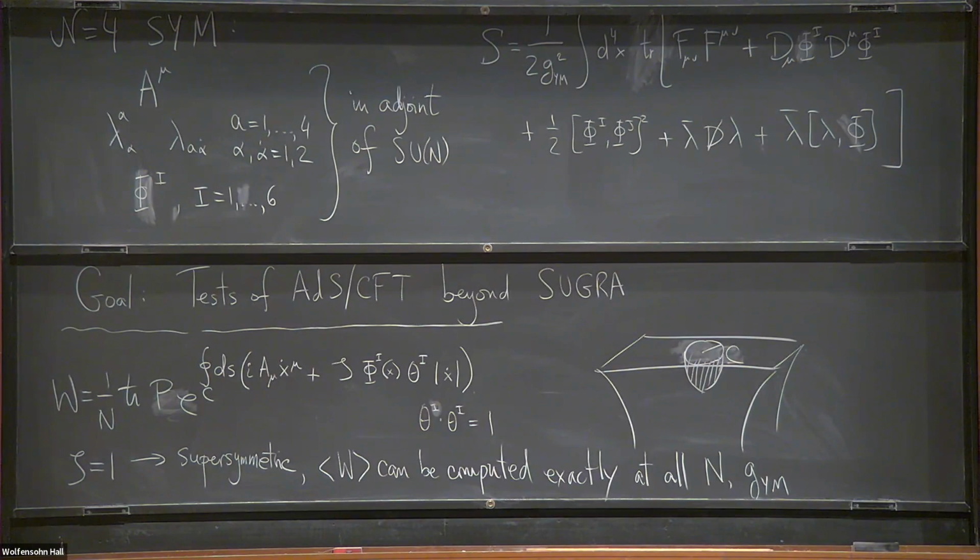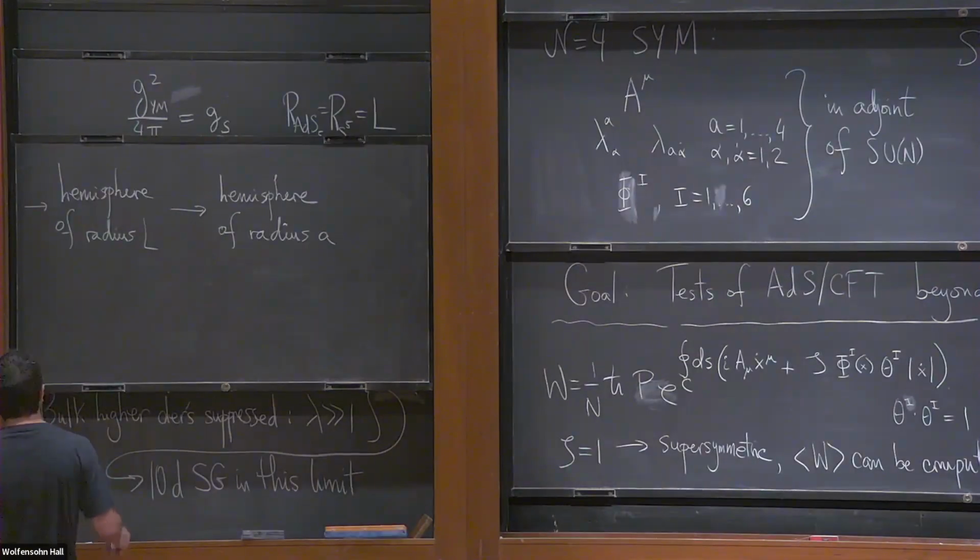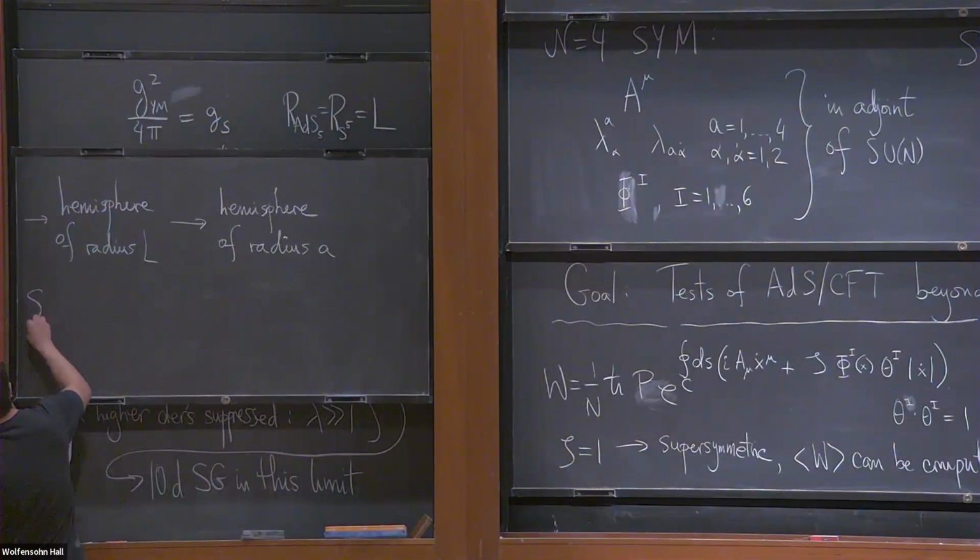So now let me compute the area of this string worldsheet that's either a hemisphere or a straight line. What do we expect to get if they're related by a coordinate transformation? Same area. So let's see if we get the same area. Let's just do it for the straight one first.